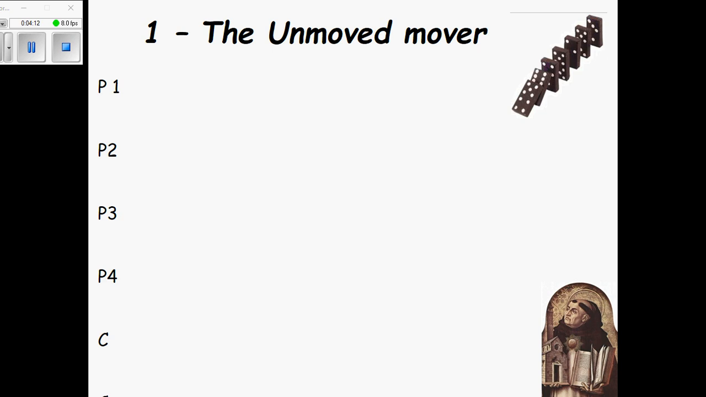So the unmoved mover, let's look at this. First premise, first statement. Some things in the universe are in motion. It may be that all things in the universe are in motion, but we can at least say that some things are moving, like planets and the winds and technically everything on Earth because we are orbiting the sun.